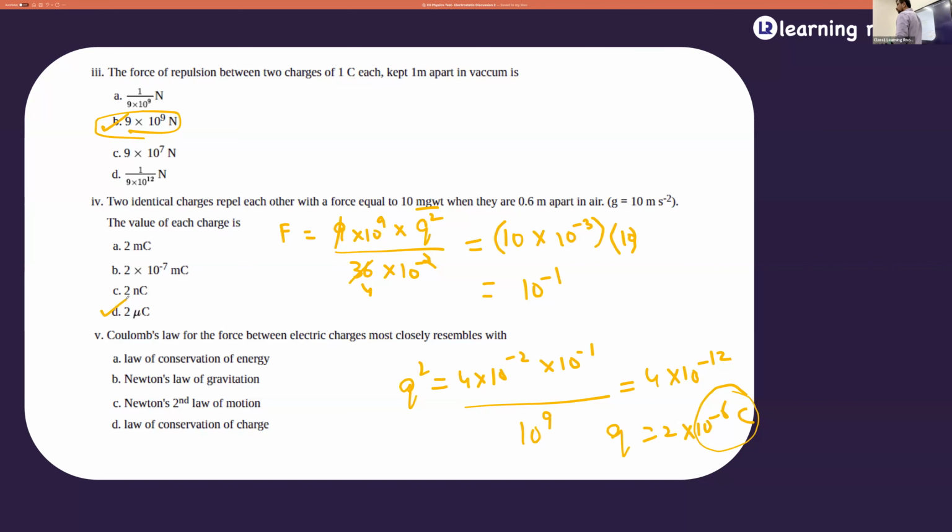So I'll solve the next one, then you can copy it. Coulomb's law for the force between electric charges most closely resembles with... It's simple. So basically for this, you need to attempt any four. If at all you have left the fourth also, the fifth is easy. So third is easy, fifth is easy, second is easy, and first is also easy. Only this one is a problem. Clear with this?